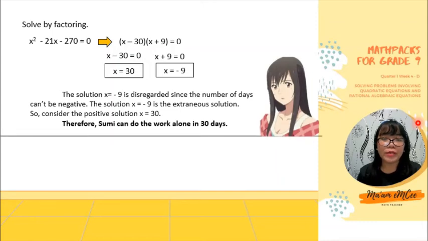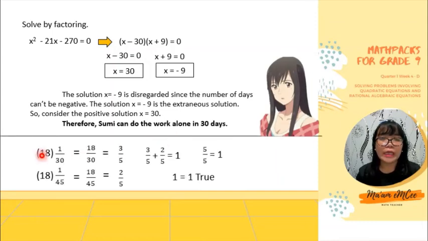Then we will be checking our answers. So 18 again is the total number of days it will take Mitsu and Sumi to finish the job if they work together.